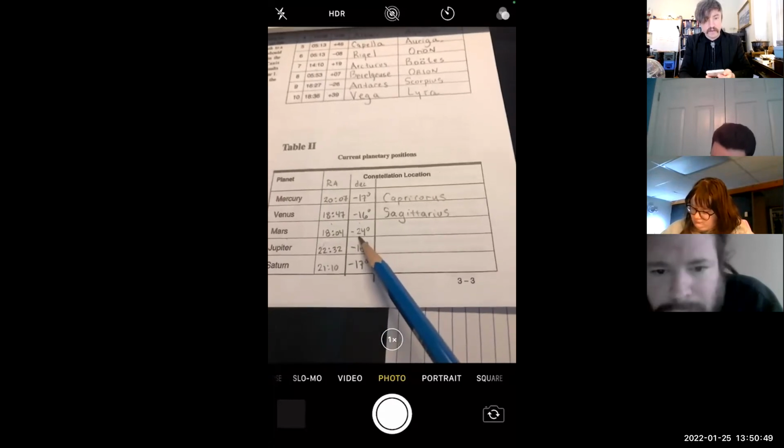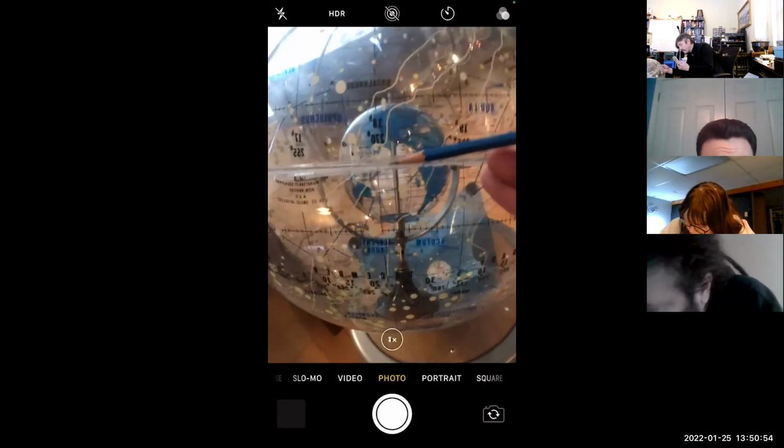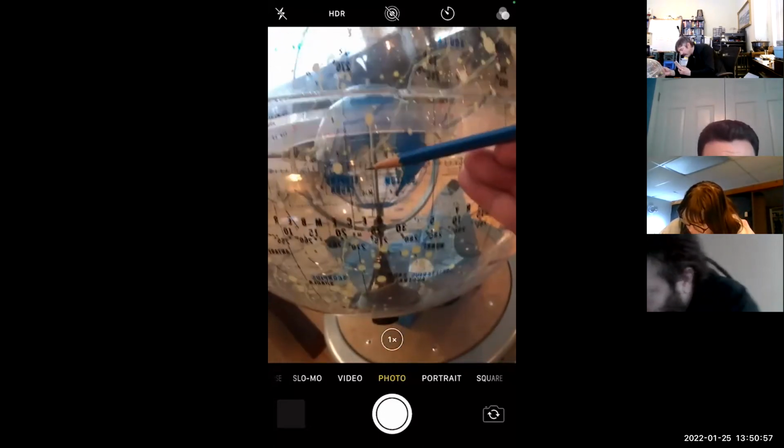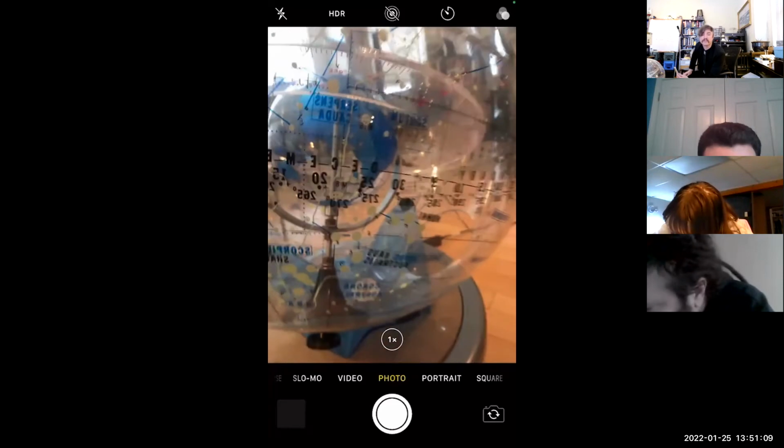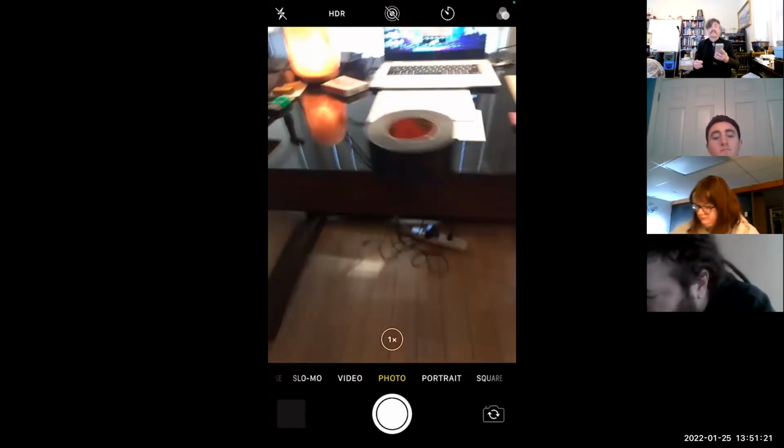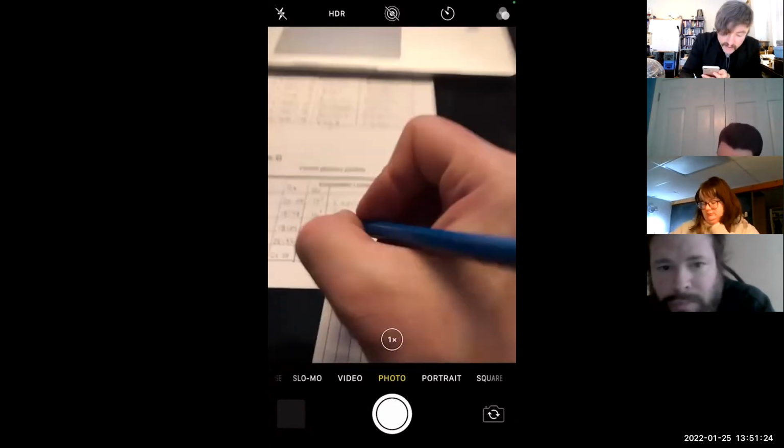Mars, 18:04, negative 24. 18:04, minus 10, minus 20 or so. Let's be careful here. Looks like we're still in Sagittarius. Did I do that right? Am I crazy? 18:04 and negative 24. 18:04, minus 24. Yep, we're still in Sagittarius. Sagittarius actually spans a pretty good streak of right ascensions. Sagittarius is a big constellation.